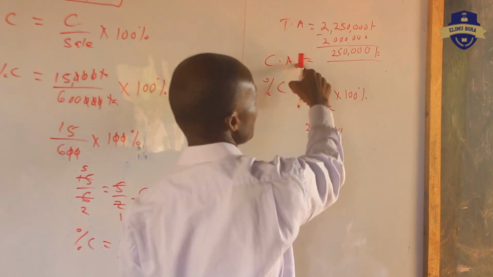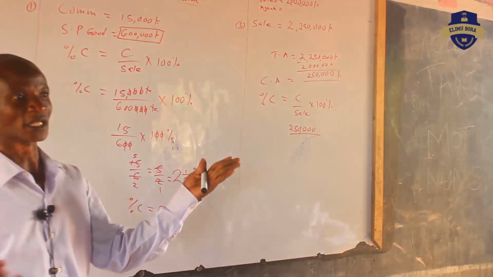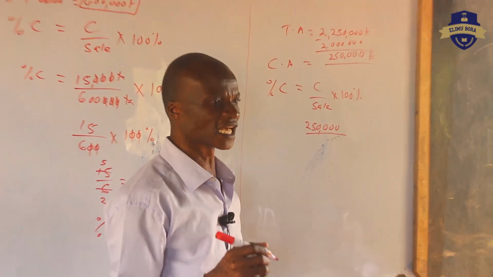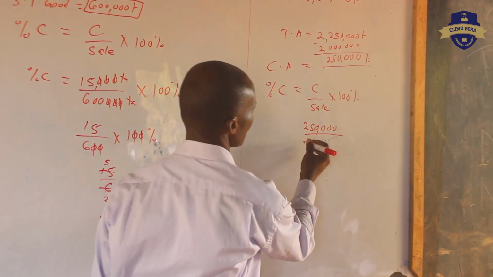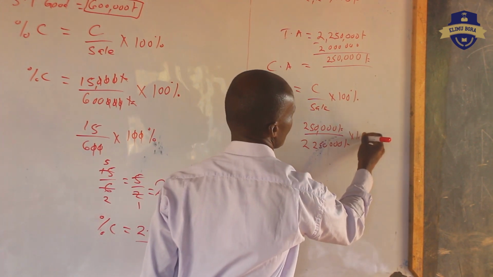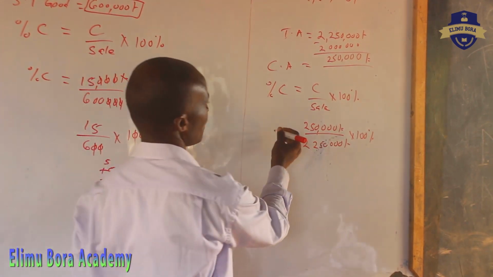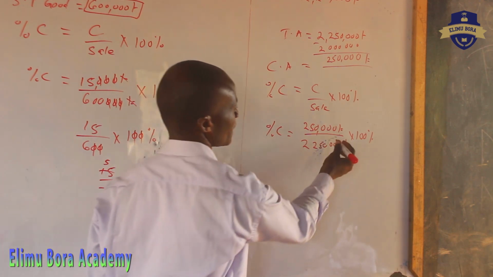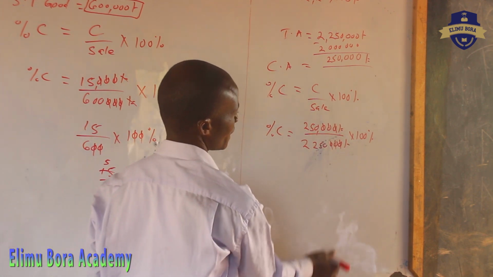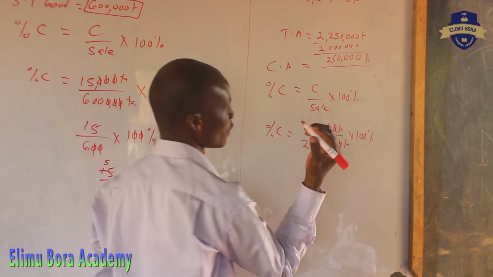So our commission is 250,000, the commission for the agent, out of the total sale, which is 2,250,000 shillings, times 100%. Let us work that out and see what we get. This will go with this one, then the fourth one by this. So how many? 1, 2, 3. You have to confirm. So what is remaining?